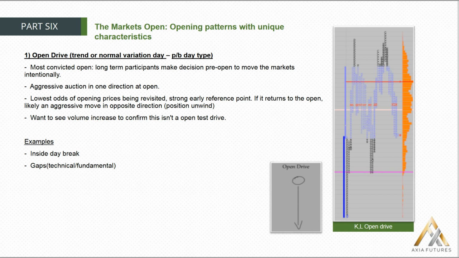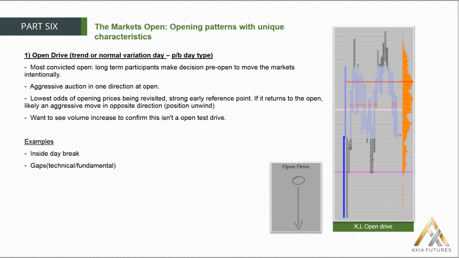So firstly, open drives are the most convicted open, where long-term participants make decisions pre-open to move the markets intentionally. So there's intention and initiative taken right from the gun when the markets open up. Note, it's an aggressive auction in one direction. There's the lowest odds of opening prices being revisited. So when we see this open drive, the probability of retesting those prices is very, very low.